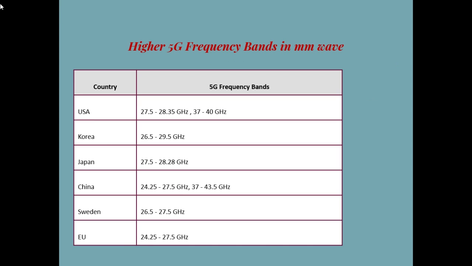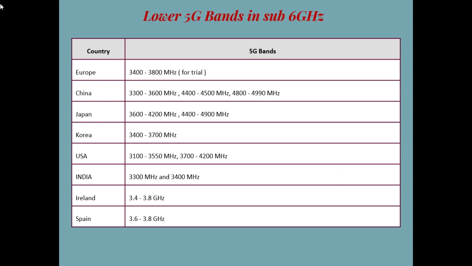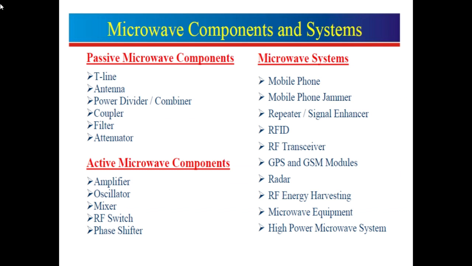This table will give you some basic idea about how many countries have opted for the higher 5G frequency bands. USA, Korea, Japan, China, Sweden, and European countries have chosen the higher 5G frequency bands in millimeter wave frequency. And when we come to lower 5G bands, some of those countries have again chosen some lower frequency 5G bands also. Newly added here is India, which has its 5G frequency lying in the sub-6 gigahertz range. It varies from 3.3 to 3.4 gigahertz.